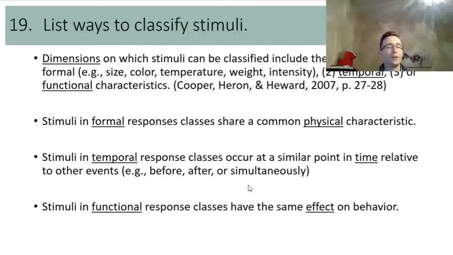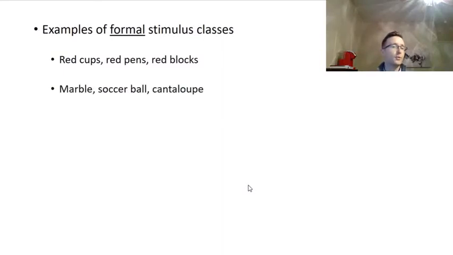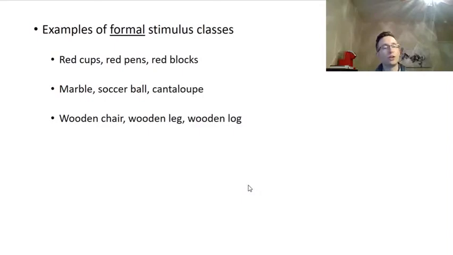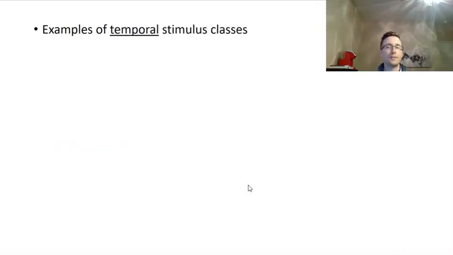I meant to say behavior. If I said environment, stimuli and functional response classes have the same effect on behavior. So let's look at formal stimulus classes. You can have red cups, red pens, red blocks. Together they form a stimulus class of red things. Marble, soccer ball, cantaloupe. Together they form a stimulus class of round things. Wooden chair, wooden leg, wooden log. Those are wooden things. Salty chips, salty popcorn, salty seawater. Salty things.